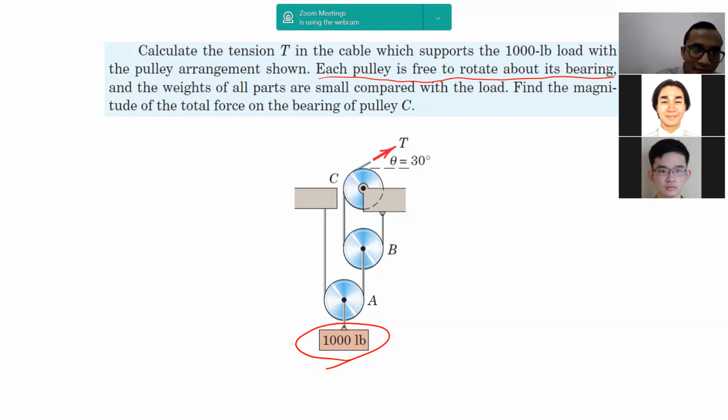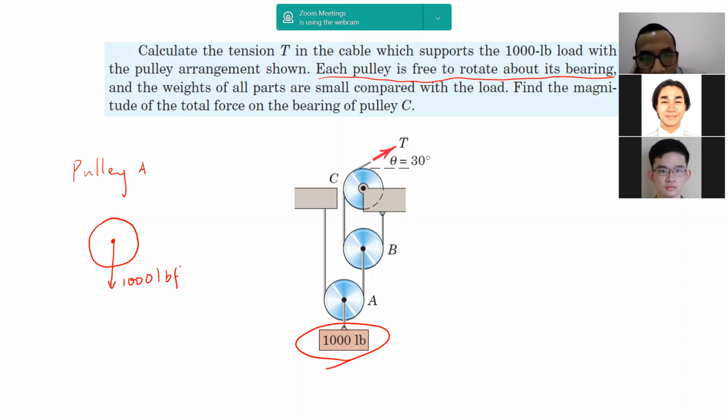So now let's draw the free body diagram of pulley A. What are the forces happening on pulley A, Mario? Weight and tension. Weight. Where am I supposed to put the weight? In the center. Yeah, in the center. 1000 lbf. What else? Tension. Where am I supposed to put the tension?